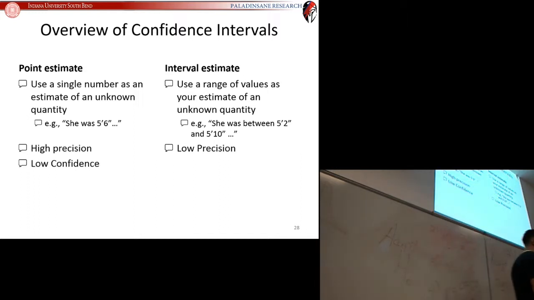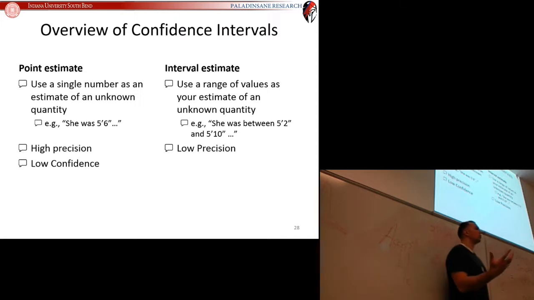So let's change the situation here. Let's say that you witnessed a hit and run, and the perpetrator left their automobile and fled the scene. Police come in, they're asking you for your eyewitness information, and they ask, how tall was the perpetrator? And you might say, oh, she was 5'6".